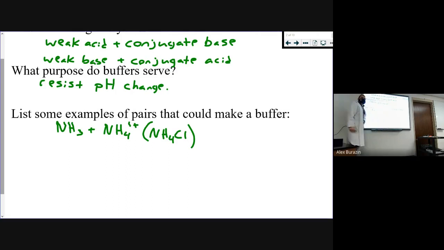That would work. Why is chloride a good choice for my anion? Because it's neutral. That's a great choice. I don't want my other ion to mess with pH at all, right? If my other ion is messing with the pH, well, then my buffer is going to be screwed up. I want the other ion to just be neutral, and I need it, because I need the ammonium. The only way I can get the ammonium is if I'm adding it in the form of a salt. Okay, what else? What's another pair?